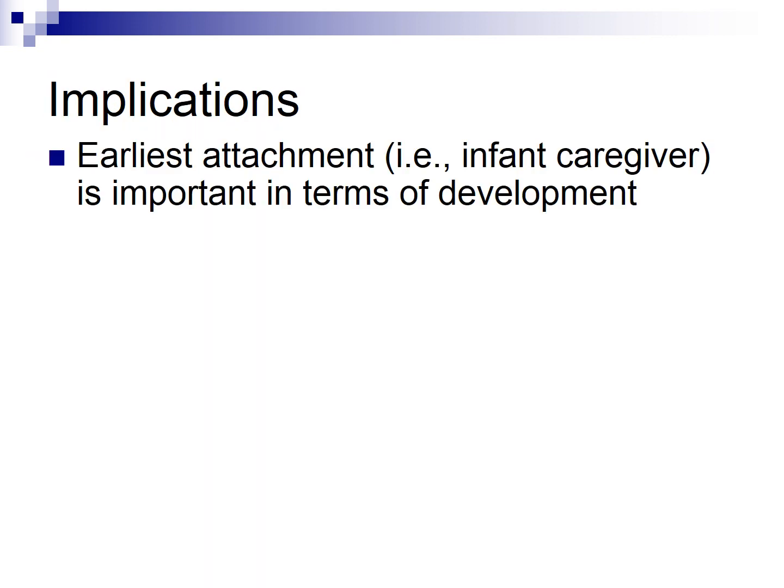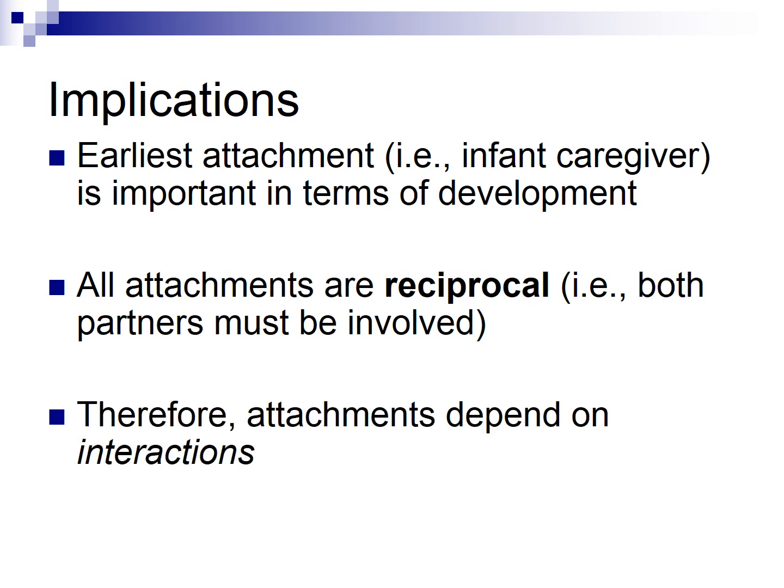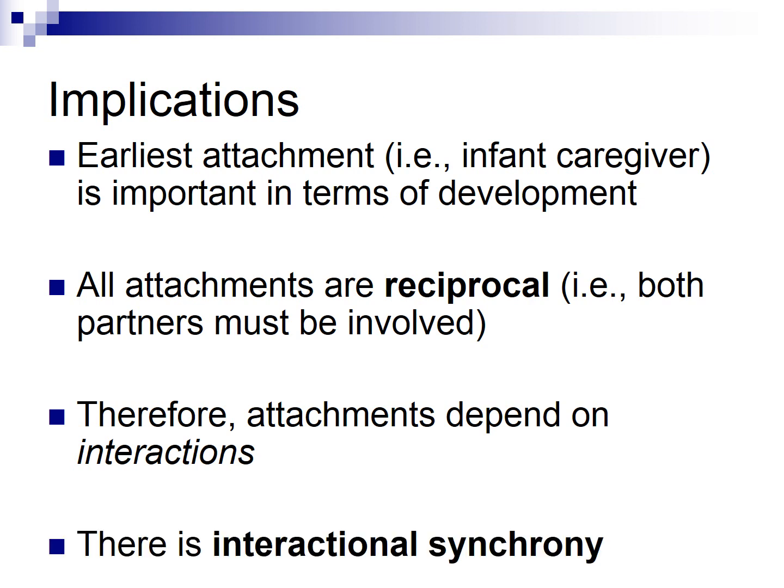So what does this mean? It means that the early attachments we form are really important in terms of our development. These will form a lot of the bases of our relationships, and this means that these are very important in that respect. Attachments have to be reciprocal, both people have to be involved. It can't just be this unrequited love, okay? It has to be both people involved, and therefore to build these bonds you need to have interactions. So there is this thing called interactional synchrony, and we're going to have a closer look at that just now.